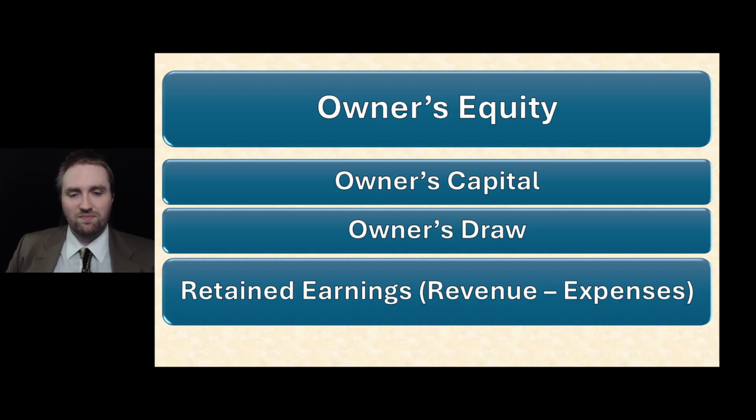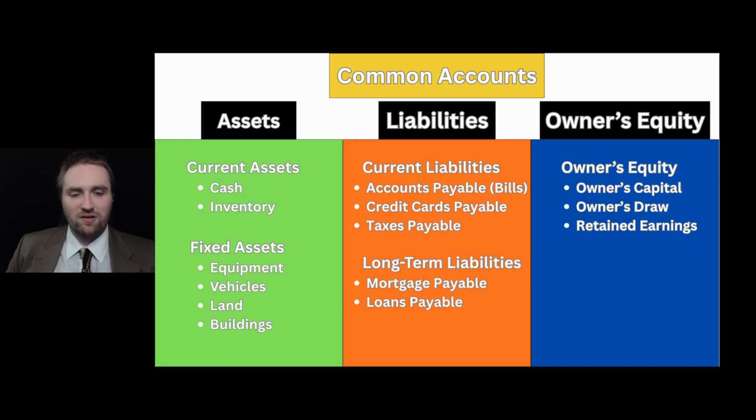And retained earnings. The retained earnings account is used to track a business's cumulative profit and loss. When you subtract expenses from revenue, the total goes into retained earnings. So for a quick summary, the three main owner's equity accounts are owner's capital, owner's draw, and retained earnings.